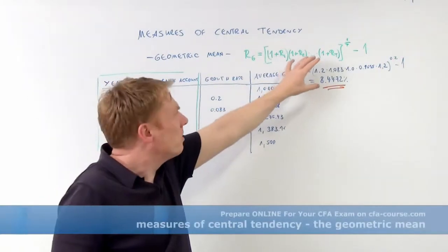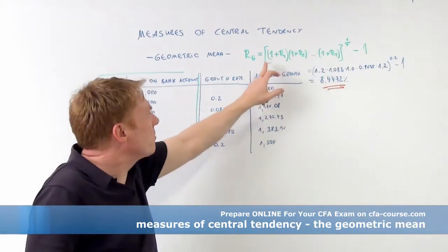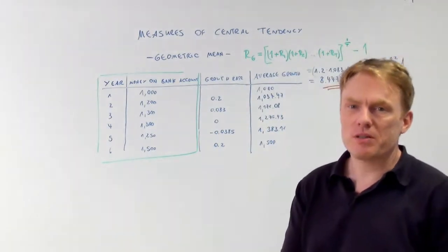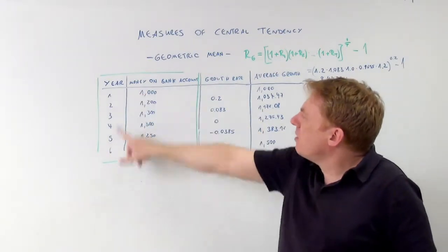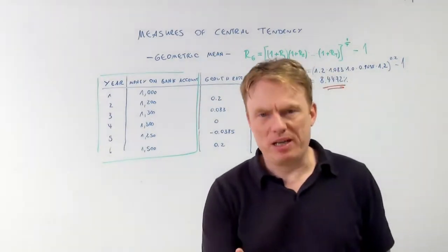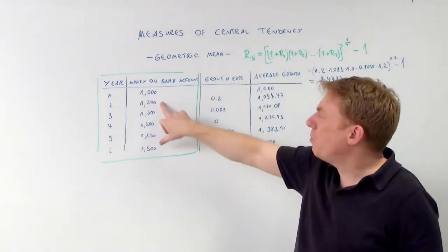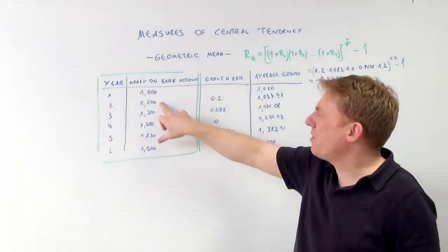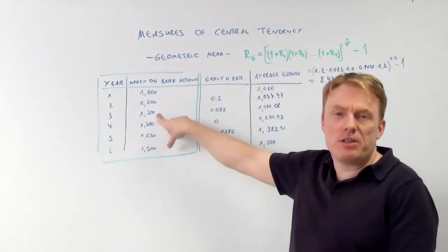It's something with the exponent of 1 over t, but it's the t-th root of some growth rates plus 1. So we can better understand when looking at an example. 6 different years, 6 different values of money on a bank account. First of all, in the first year, you have $1,000 on your bank account. 1 year afterwards, you have $200 more, which means $1,200. In the next year, it's going to be $1,300.